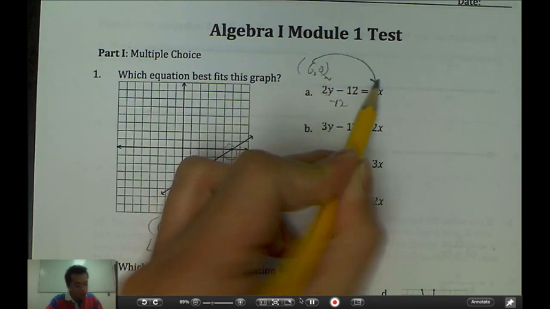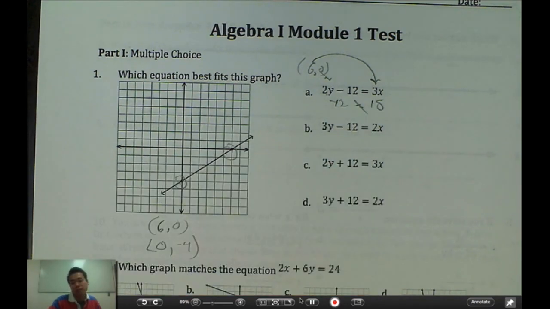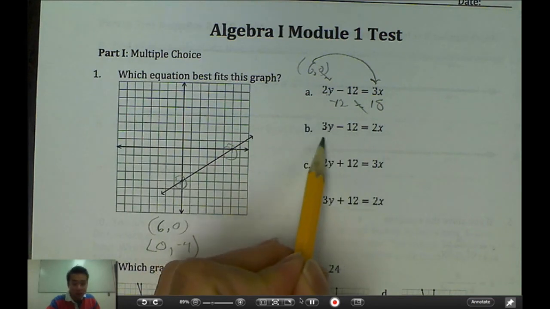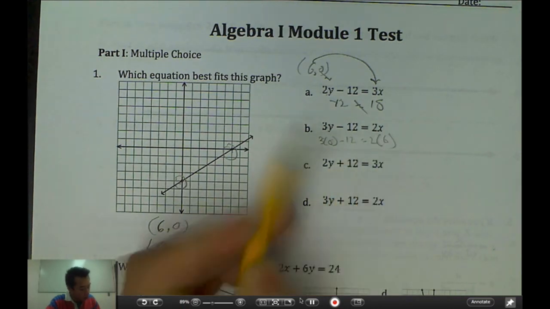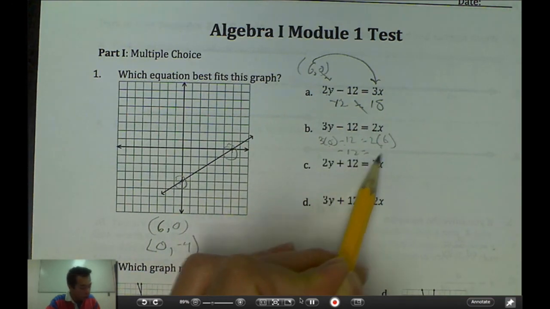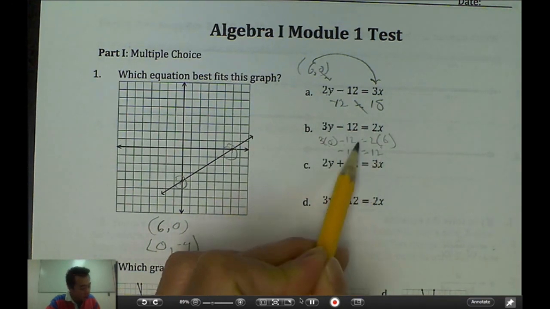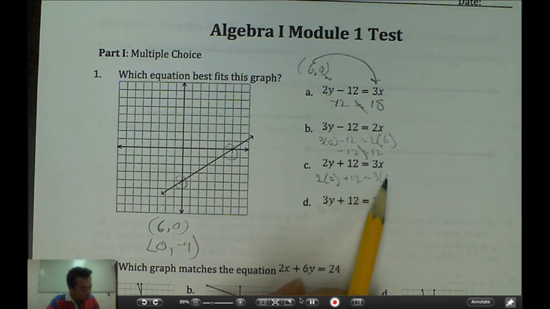I put in 6 for x. 6 times 3 is 18. That does not fit. Let's try another one. This one right here. I put in 0 for y, so 3 times 0 minus 12 is equal to 2 times 6. 3 times 0 is 0, minus 12 is negative 12, is equal to 2 times 6 is 12. Pretty darn close, but they're opposite, so nope, doesn't fit. Go to this one. Again, 2 times 0 for y, plus 12 is equal to 3 times 6. And right away, you guys can tell that 12 is equal to 18. Doesn't fit either.